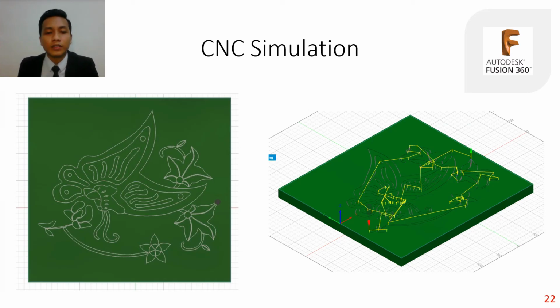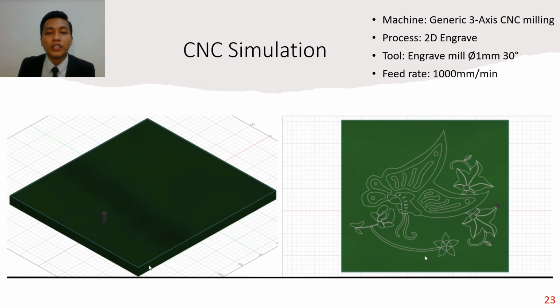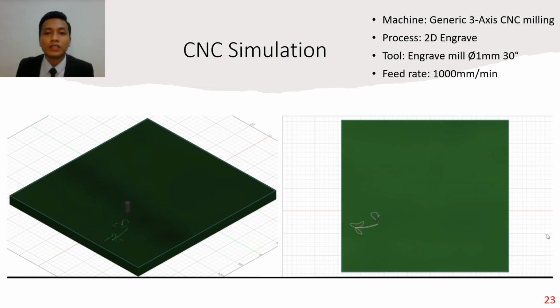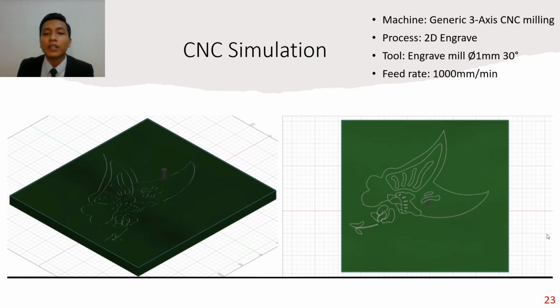After the designing process, we perform a CNC simulation using Autodesk Fusion 360. This is the CNC simulation video from Autodesk Fusion 360. The machine that we use is generic 3-axis CNC milling. The process that we use is 2D engrave. The tool that we use is engrave mill or chamfer mill. The diameter is 1 mm and the taper angle is 30 degrees. The feed rate of this process is 1000 mm per minute.